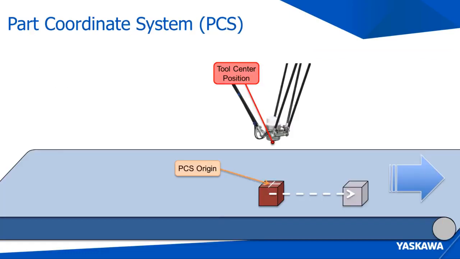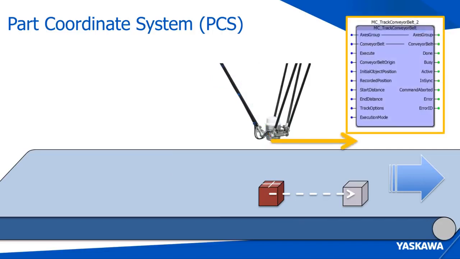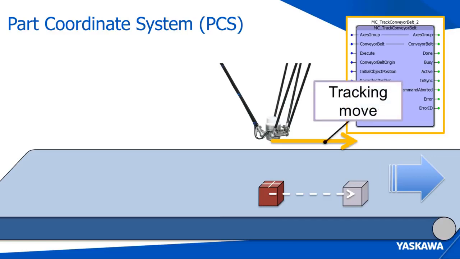Let me give you an example of that. Let's say this is our situation. I have a part, that's the red box, on a conveyor belt. The conveyor belt's moving from left to right. I also have a delta robot, and it needs to track that part. Well, if I use MC track conveyor belt, what's going to happen is that delta robot is going to move in the X direction of the conveyor. Doesn't matter where the delta robot is. It could be halfway across the room. It could be anywhere. And it will still track that conveyor in the X direction of the conveyor, the forward direction of the conveyor. That's the tracking move.